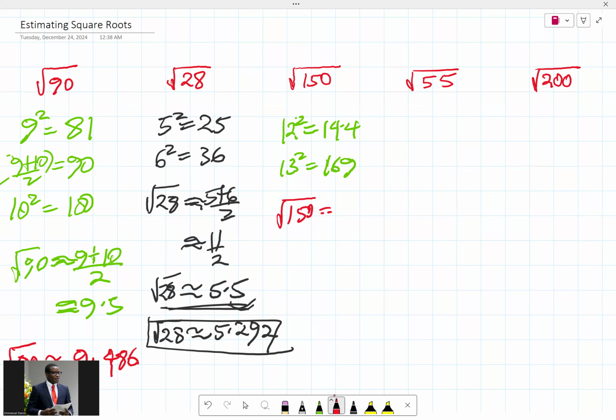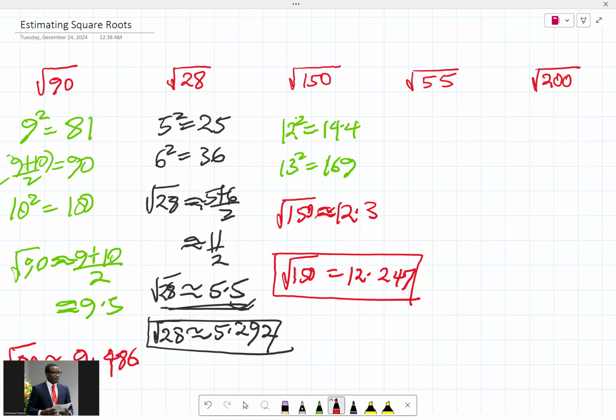But because 150 is closer to 144 than it is to 169, instead of just saying 12.5, you want to make it smaller, so instead of 12.5, you can say 12.3. That's my guess, we are just estimating, it's not the actual result. But if you punch your calculator, what do you get? The square root of 150 is actually 12.247. So you can see now the answer is closer because I took into consideration that 150 is closer to 144. So 12.247 is still a bit closer to 12.3 than to 12.5.